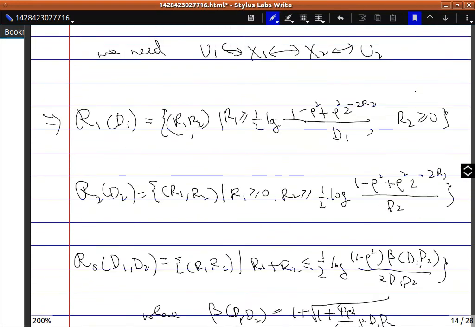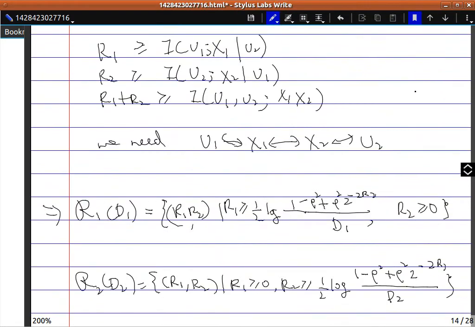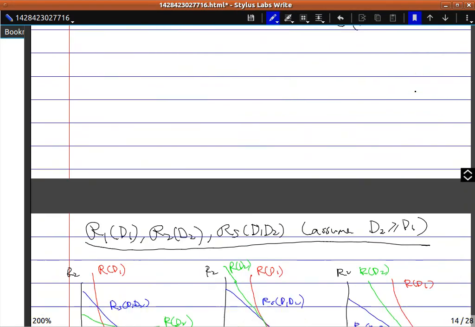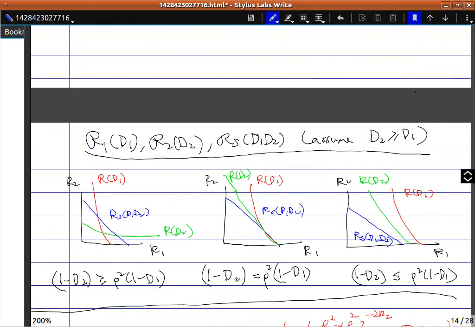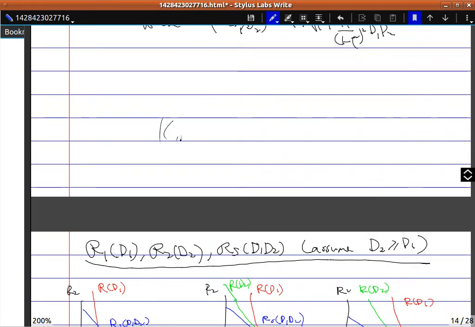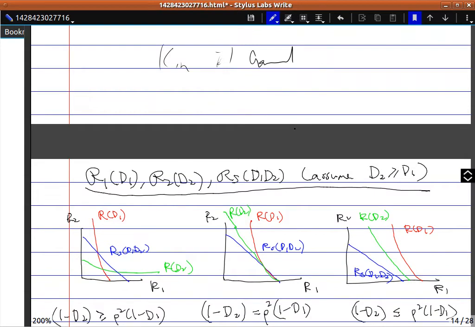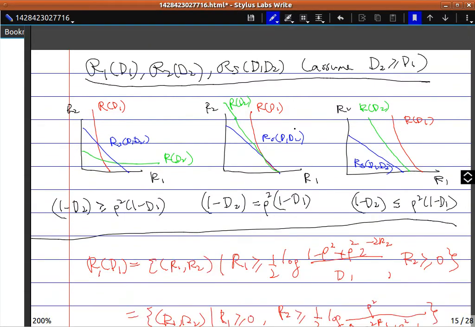By the way, this whole presentation is based on the proof in the textbook by Kim and El Gamal, called Network Information Theory. It's a rather new textbook, from just a couple of years ago. I guess three years ago, four maybe.